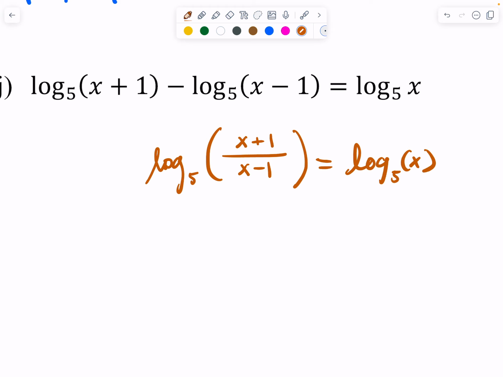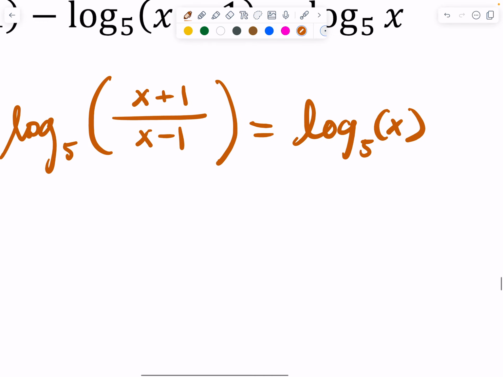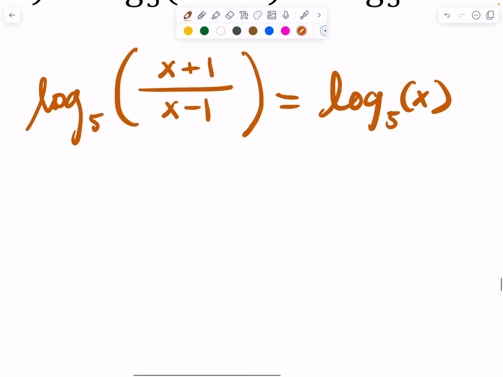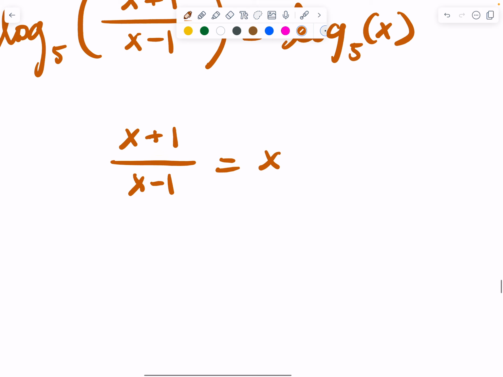And now we're at the point. When we have the log statement on both sides of the equation, that's when you're trying to use the one-to-one property. If we have a constant on one side of the equation and a log on the other, that's when we're wanting to think about rewriting in exponential form. So this can be rewritten without the log base 5 by the one-to-one property as x plus 1 over x minus 1 equals x.